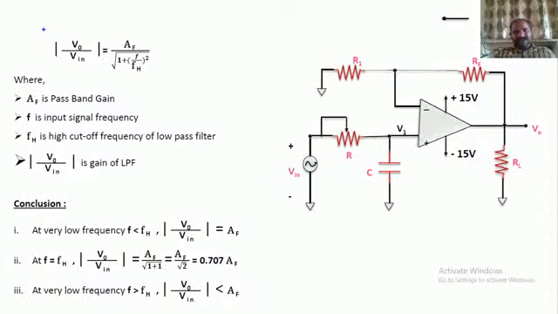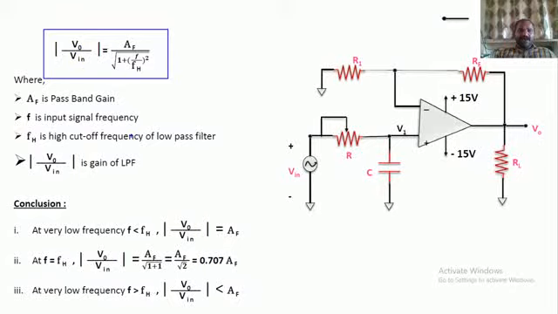So in order to analyze, I'm taking the gain, the equation V naught by V in. That is the gain of the filter. This is the gain of the filter, which is the modulus of V naught by V in equals AF by square root of 1 plus F by FH whole square.